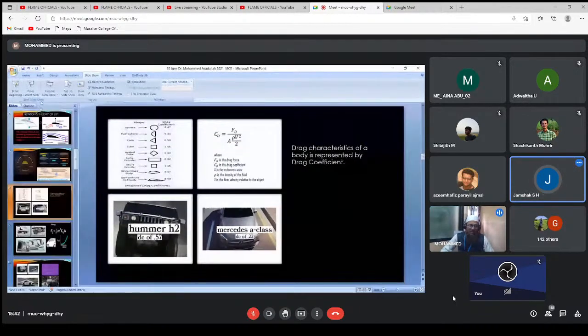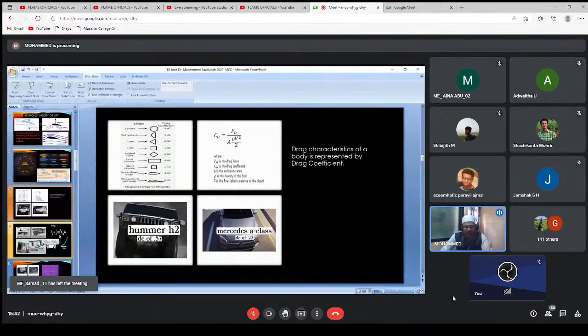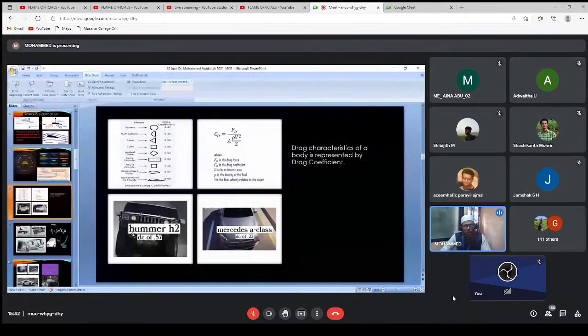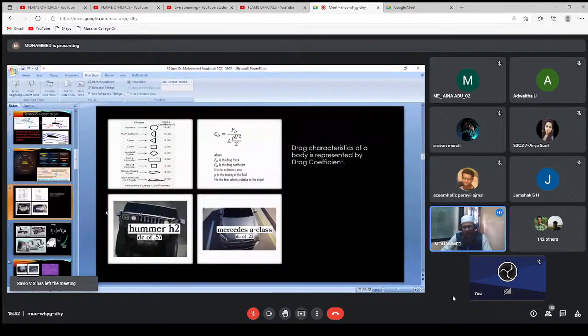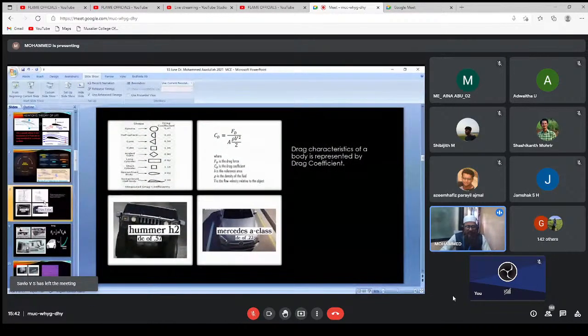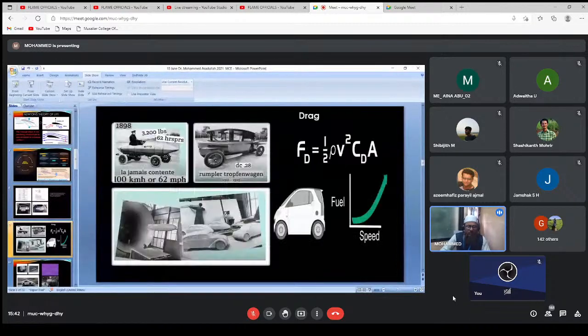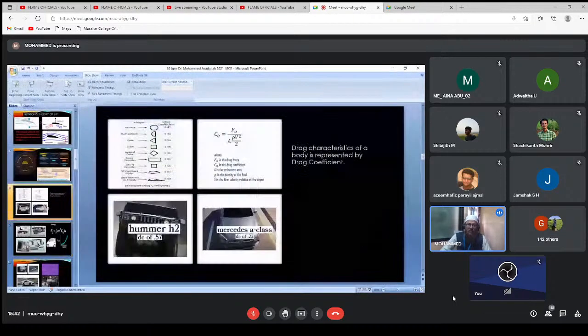Drag characteristics. Maybe the slides won't look that good, but I can easily click it manually now. See, at the end of the day, mechanical systems are the most reliable systems. The software can fail, the internet can fail, but now I'm doing it with my hand, mechanically. I'm clicking this, you will say everything is visible. So that is just an example for you.